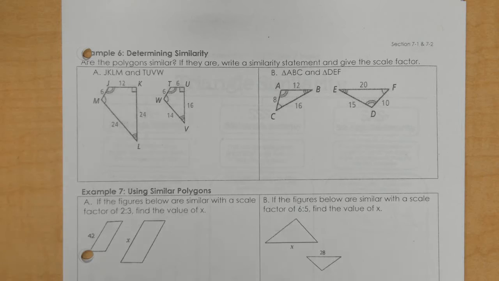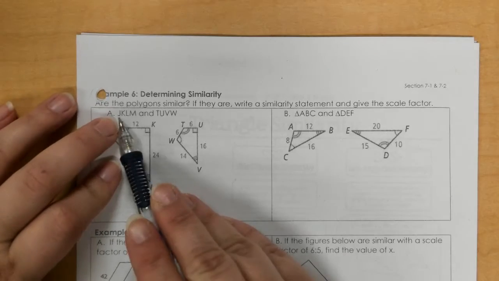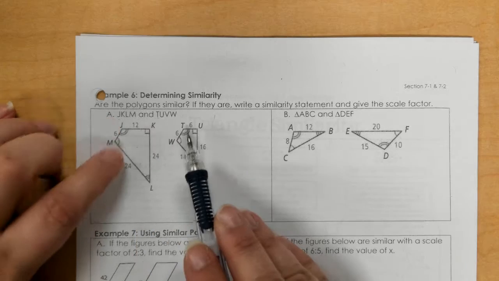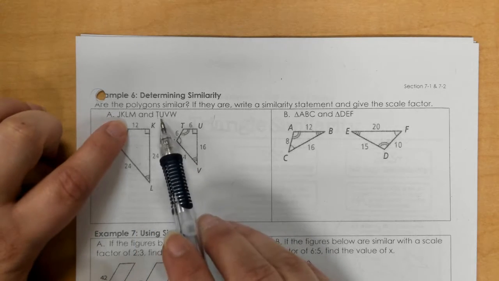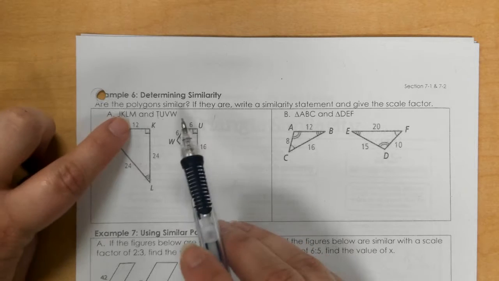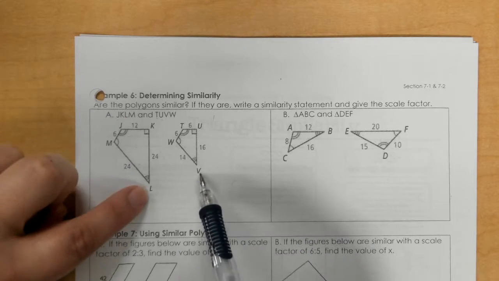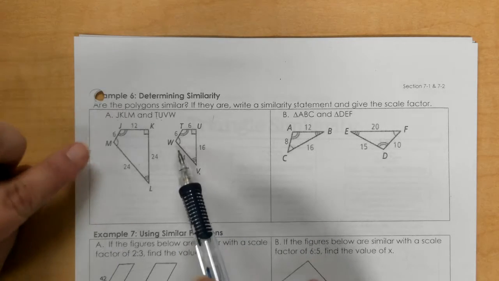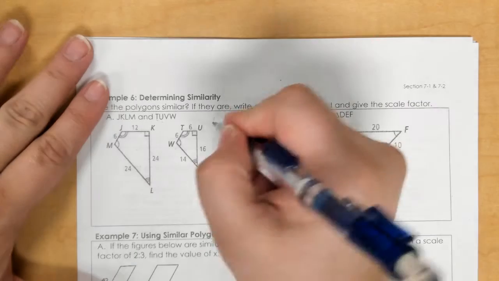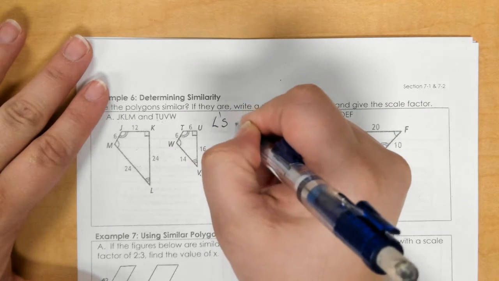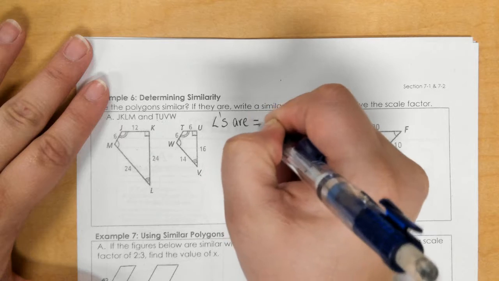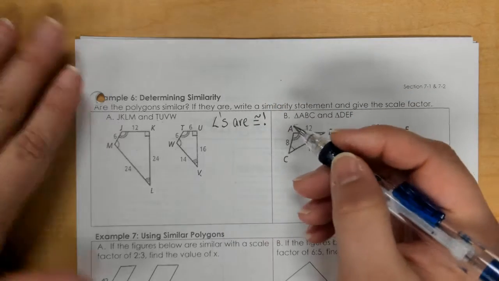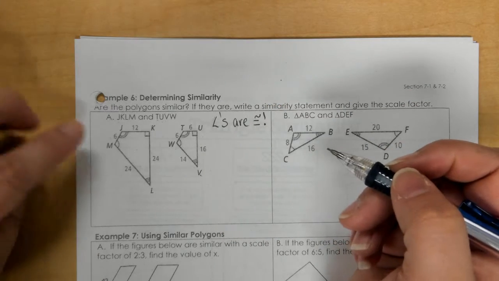So let's just check and see, okay, is J congruent to T? Yes. K to U? Yes. L to V? Yes. M to W? Yes. Okay, so we can check that off, that angles are congruent. Secondly, we need to figure out our sides.